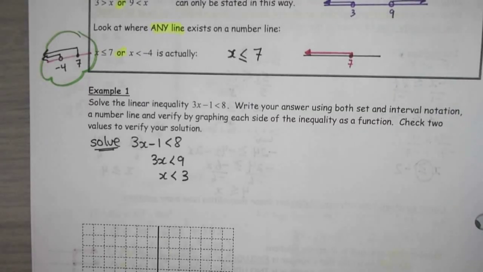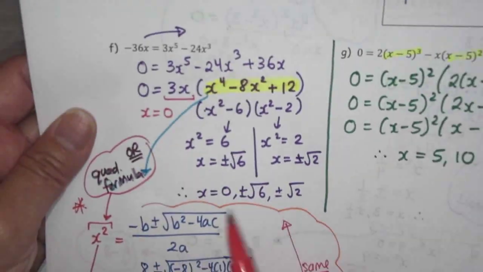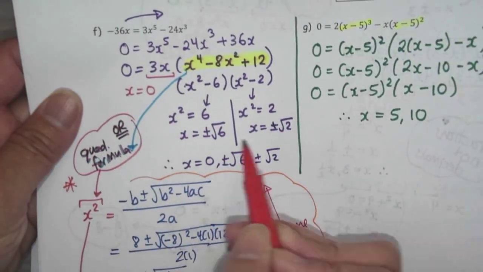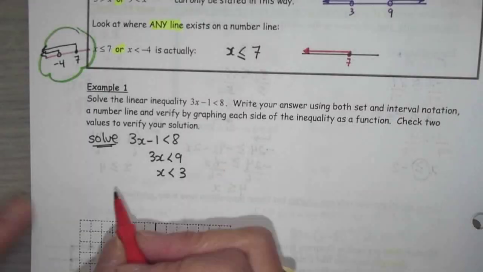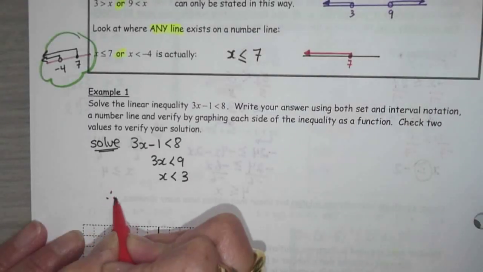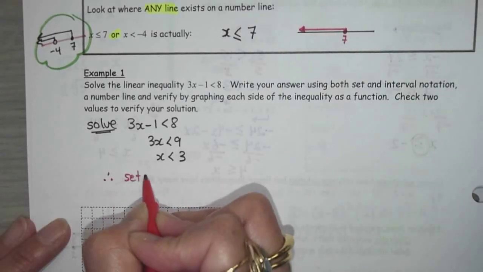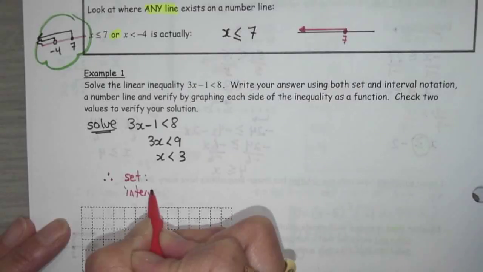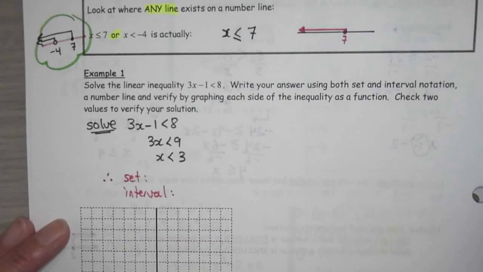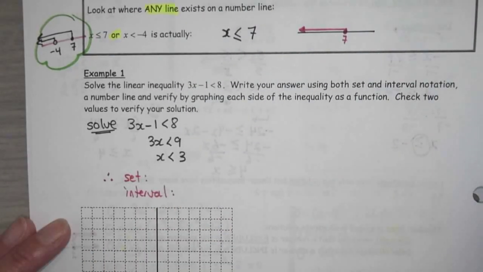Oh, it's on the other page. So I'd say put a therefore x equals da, da, da, da, and list it. So I want you also here to go therefore and do a final answer. I don't want you leaving it like this. You should be answering in either set or interval or number line. Don't answer in all of them.